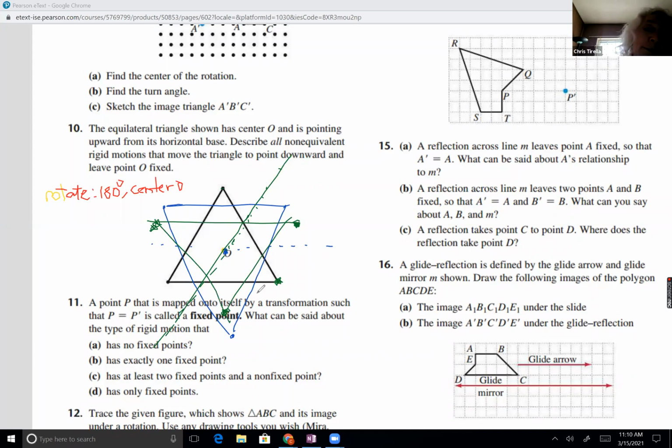And so I could reflect it over a line parallel to that side. Do you think it would work if I reflected it over a line parallel to the other side? I think so. I think there's a couple of line reflections. And over here, if we flipped it all the way around, a 180 degree rotation would do it. Is there a smaller rotation?